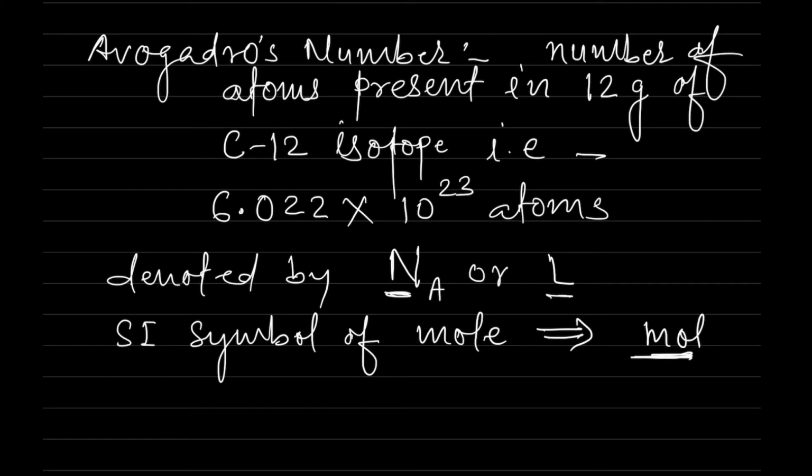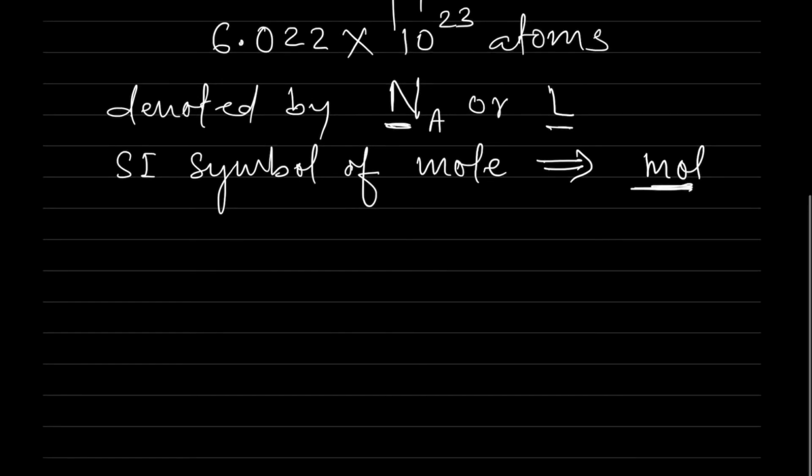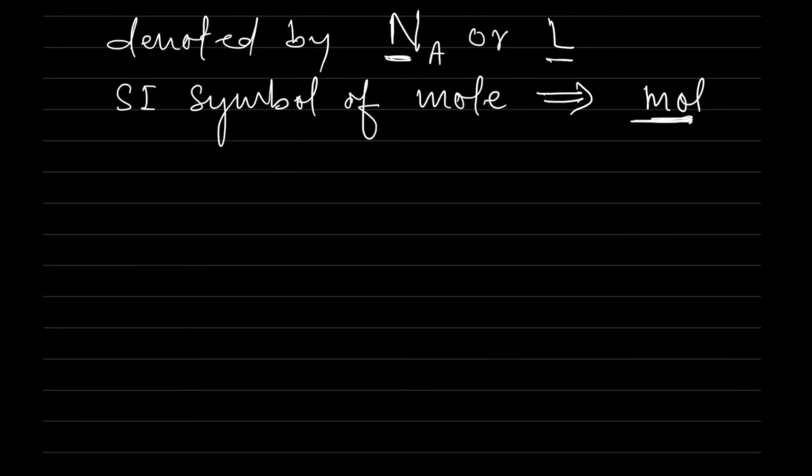Now it is very easy to understand the mole concept if you learn the relationship between the mole, mass of the substance and number of particles. What is the relationship between these three things? If you write mole here, mole can be converted into number of particles. How? If we multiply this mole by the Avogadro number.